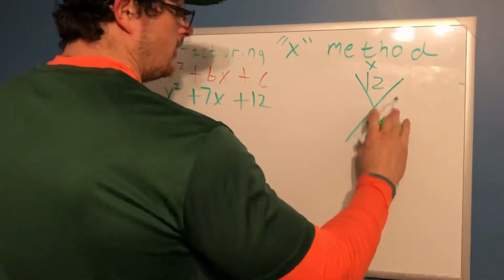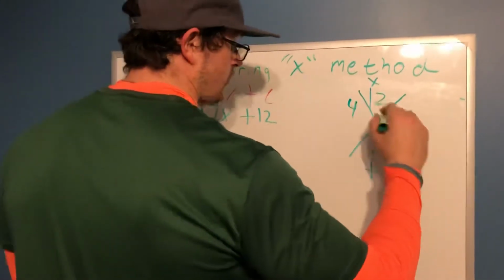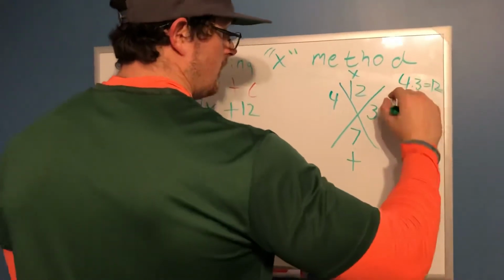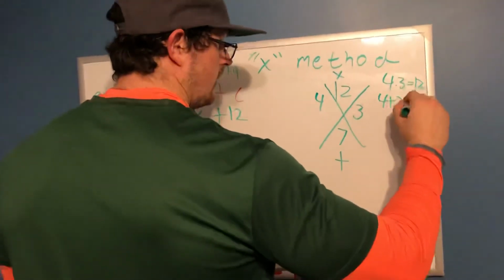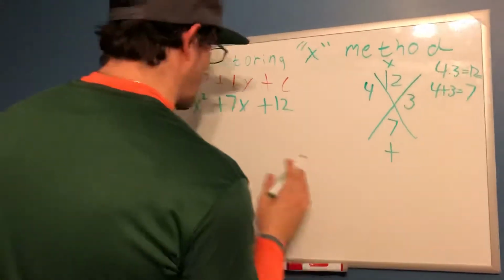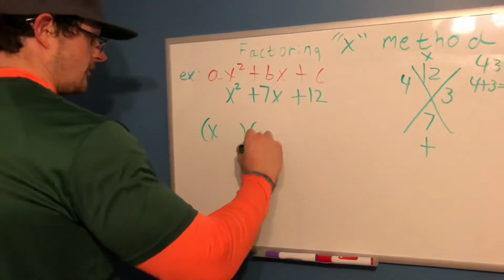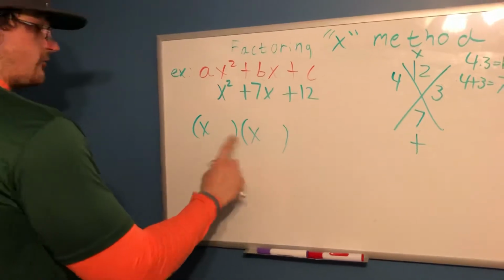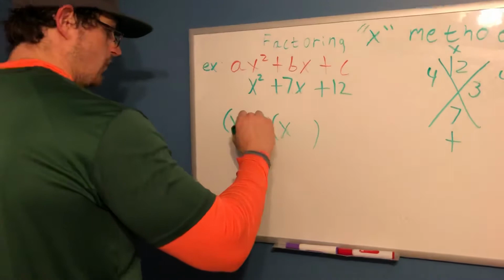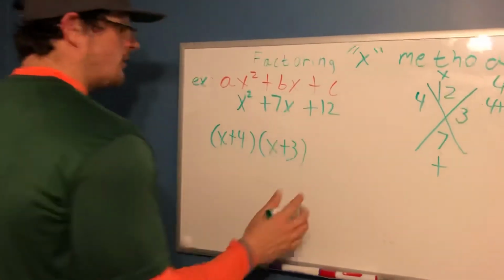So let's think of some other numbers that multiply to make 12. Let's try 4 and 3. 4 times 3 is 12, and 4 plus 3 is 7. So that checked out. Those are my factors. Now remember how I had it written over here? You take your factors. We know they're both going to be x and x to start with. It was a positive 4, so put plus 4, and a positive 3, so plus 3. That's my factored form.